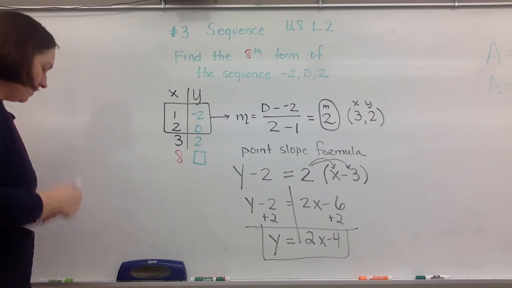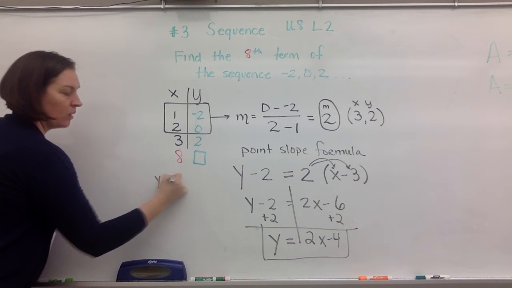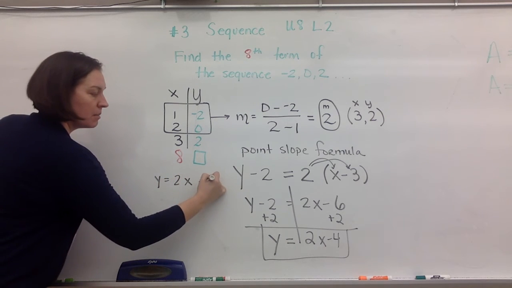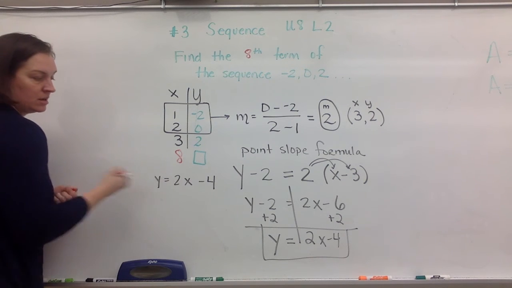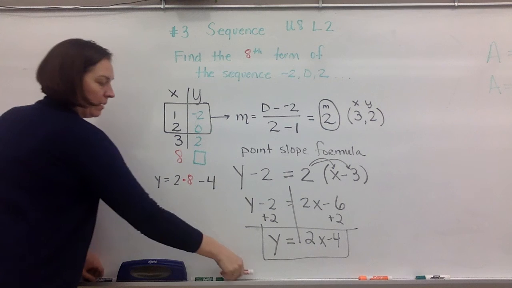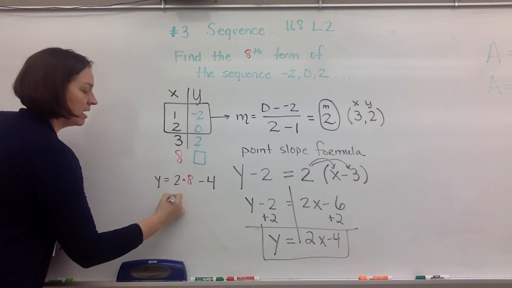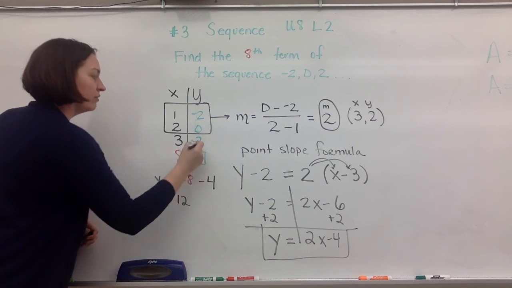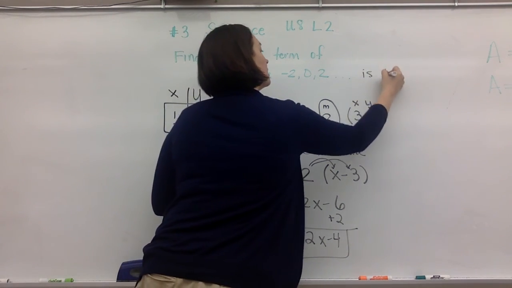So my next step is to come back to here, write my equation, y equals 2x minus 4, but notice my x value is 8. So I'm going to replace the x with an 8, pull out my calculator, 2 times 8 minus 4, 16 minus 4 is 12. So the answer that I want here is 12.